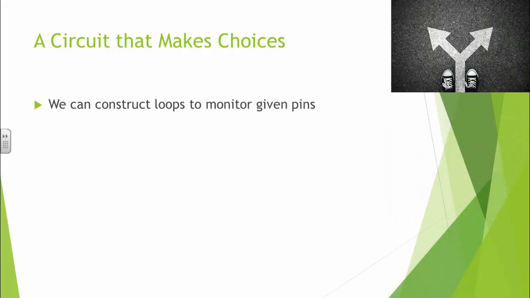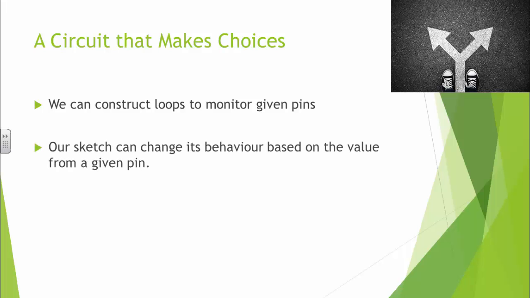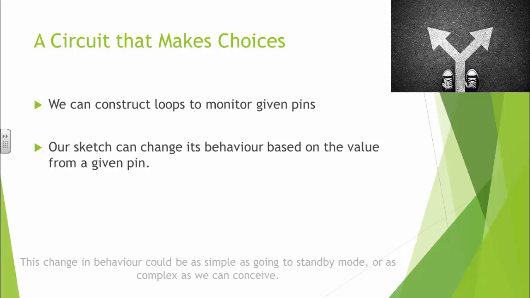Okay, so we want to be able to take our processing algorithms and we want to have them make choices based on the outside world. And we've already discussed constructing loops that can monitor for input, particularly so far from the serial monitor. But we can also monitor given pins, looking for electrical signals. And our sketch, of course, then can change its behavior based on the value from a given pin. This change in behavior can be as simple as going to or from a standby mode, or it can be almost as complicated as we can conceive.